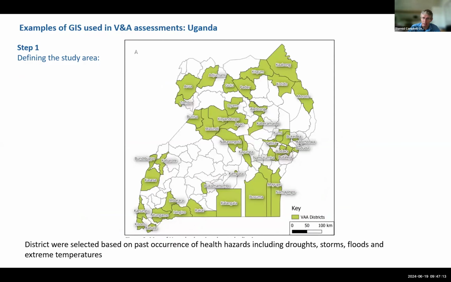We see it in Uganda, where again, where there was already some understanding of what the country thought were the main challenges that climate change was likely to bring, then it was possible to identify the districts in which the study could be started in order to investigate those relationships in more detail.